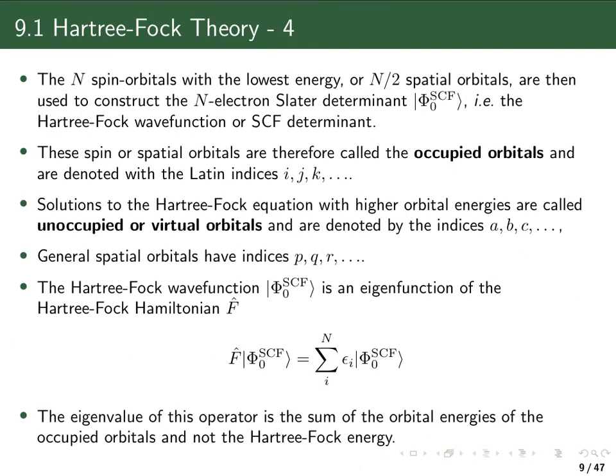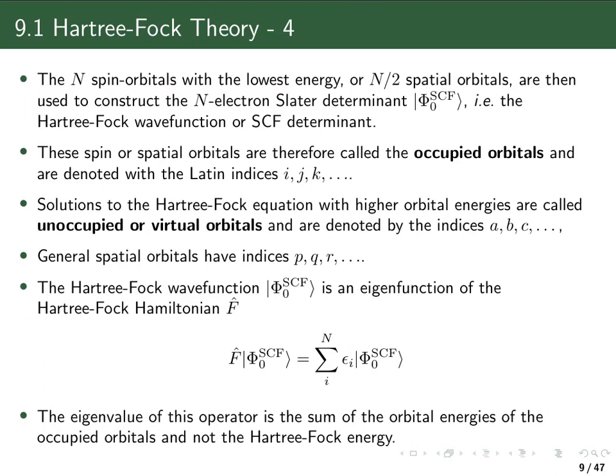The spin orbitals with the lowest energy, and precisely the n spin orbitals with the lowest energy, or the n divided by 2 spatial orbitals with the lowest energy, are then used to construct the n-electron Slater determinant. And they are therefore called the occupied orbitals, and in the following they will be denoted by the Latin indices I, J, K, and so forth.